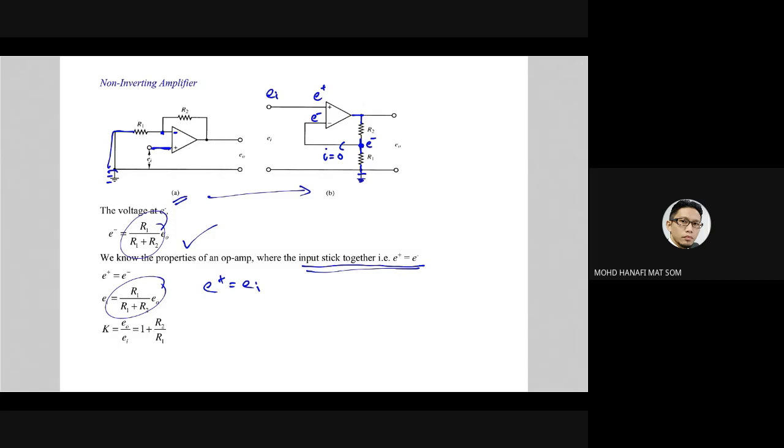Okay, so finally, we can find E naught over EI, which is R1 plus R2 over R1. So we can have 1 plus R2 over R1. Okay, so this is the transfer function for the non-inverting amplifier. Any question?